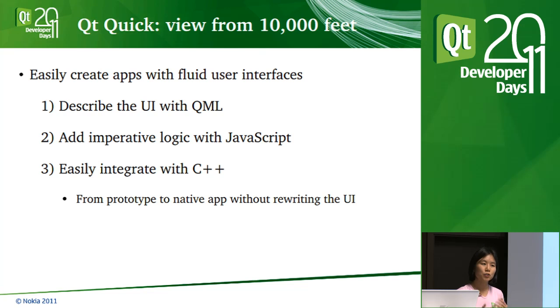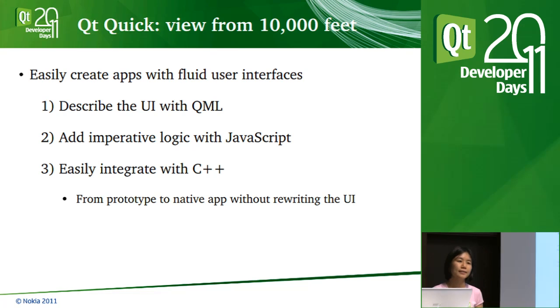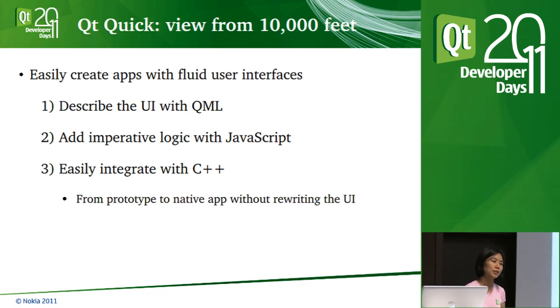Well, first of all, you describe your UI with QML, a declarative language. So you can use anchors to lay out your items so that they dynamically resize and move with other items in the view. You can easily add animations. So you can say an item has these different states and apply these transitions or animations when they change from one state to another. And also QML makes it really easy to build your UI out of reusable components.